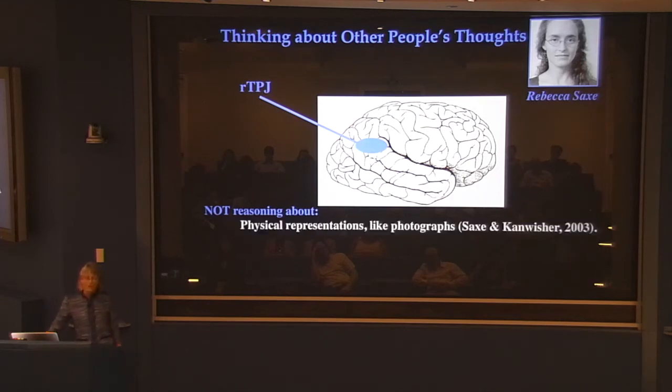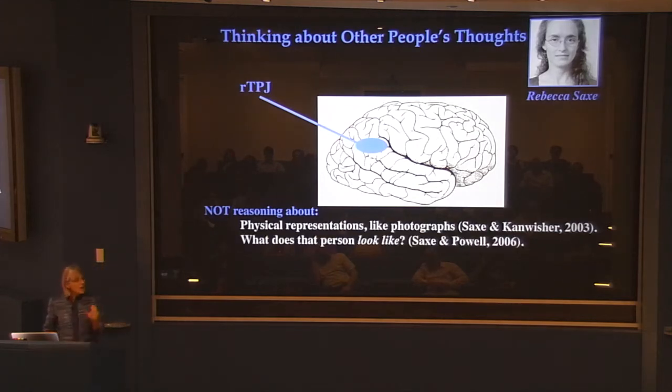This region is not engaged when you do logically isomorphic tasks about non-mental representations, right? So in the mental representation task that activates it, you read stories about what another person knows or thinks, and you have to reason based on their knowledge what they'll do. In the control conditions, she's got people reasoning about a photograph or a map, a physical representation that also can differ from reality. So it's logically the same kind of structure. It's just not a mental representation. It does not activate this region at all.